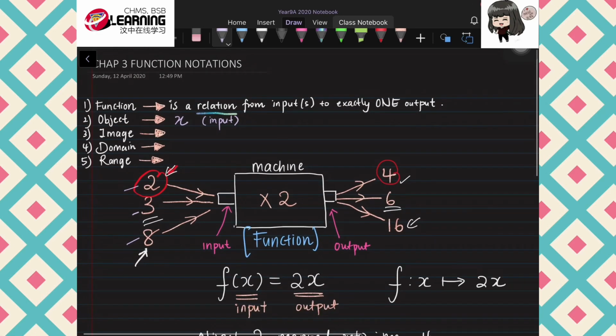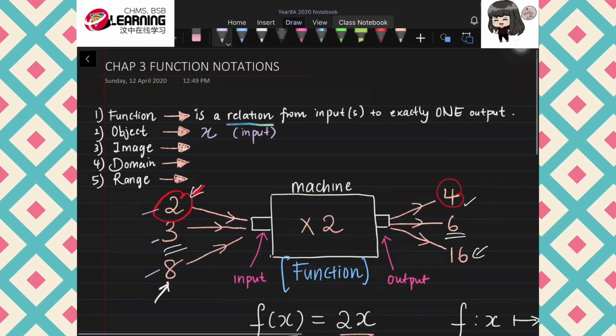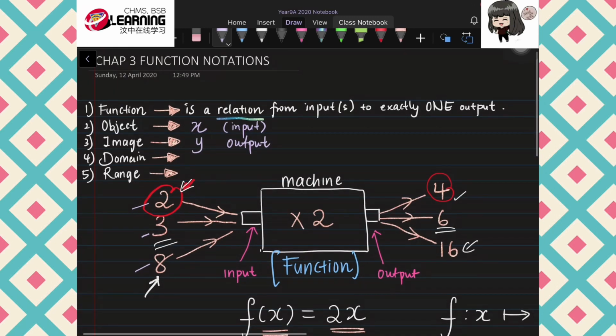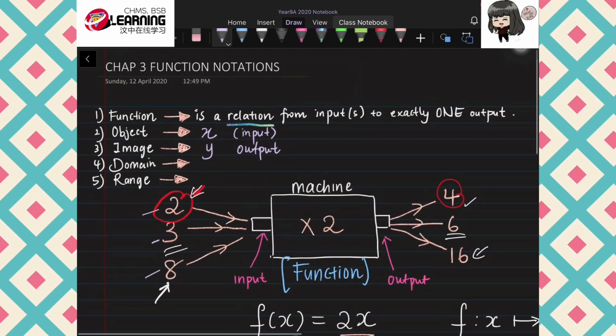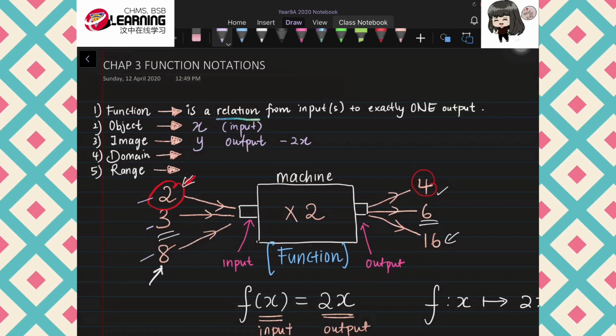And as for your image, it is your output, which is often denoted as y. Okay, your output is y, or in this case is 2x. In this case your output is 2x. Image is your 2x. Okay, individual output, right?